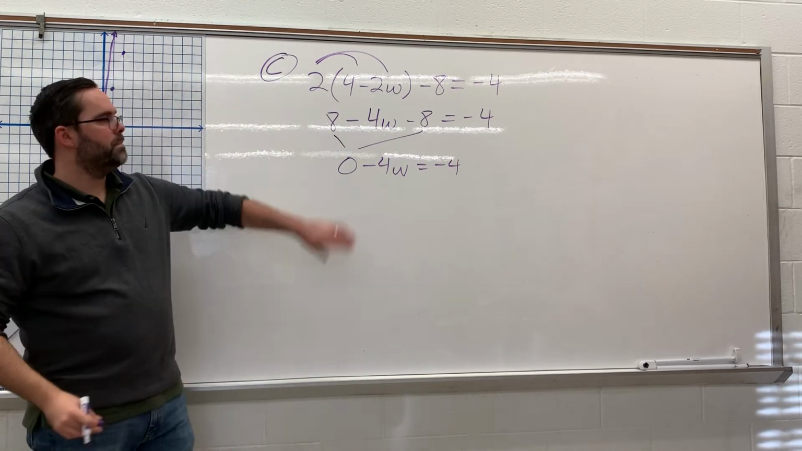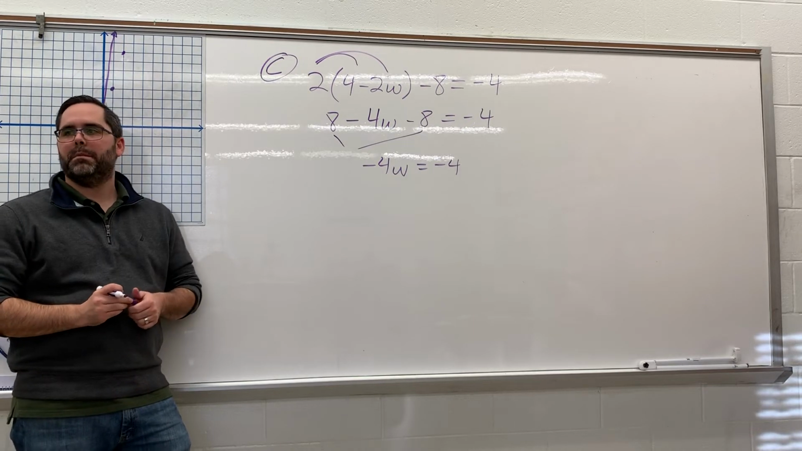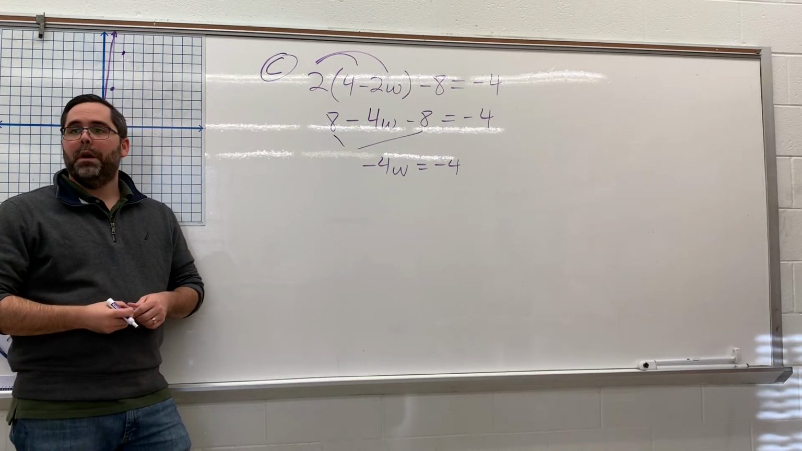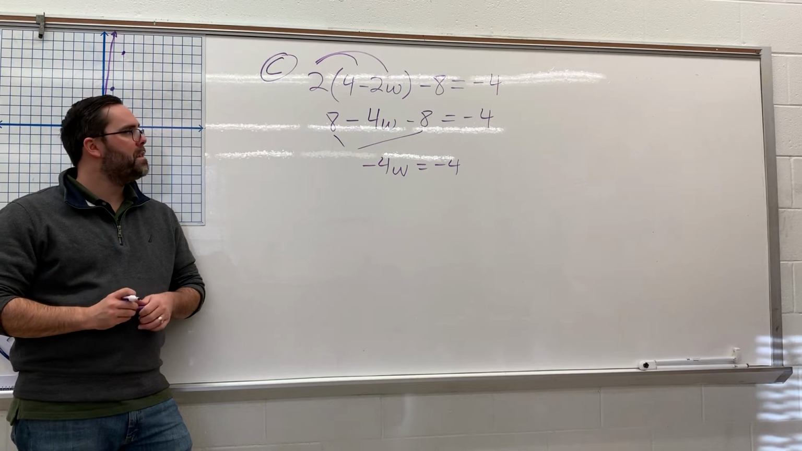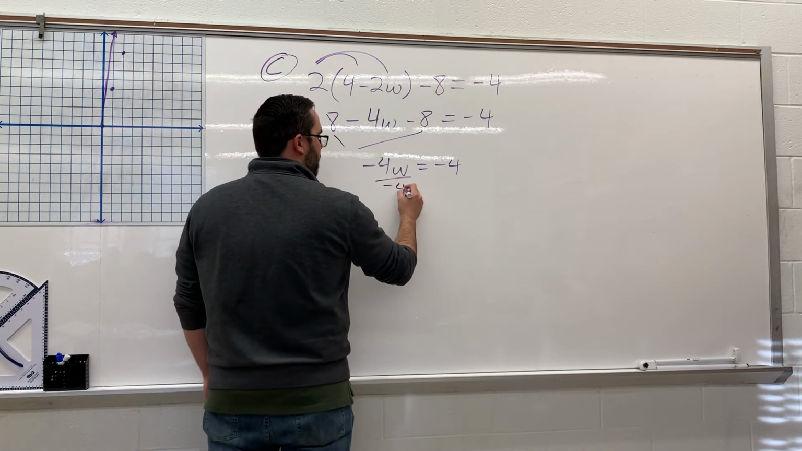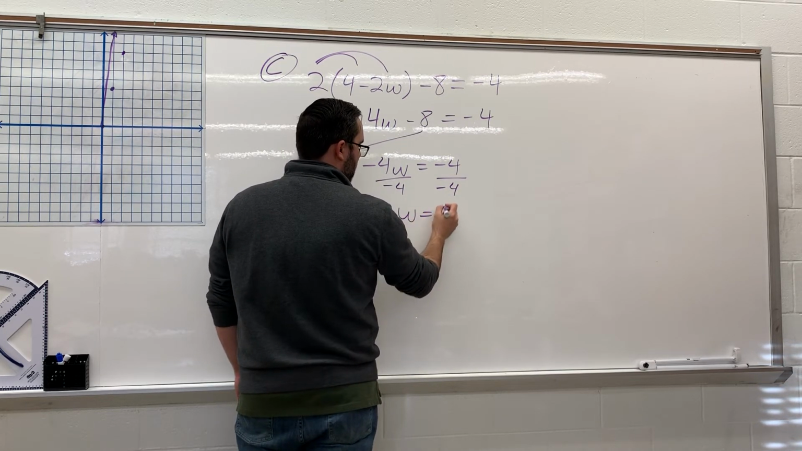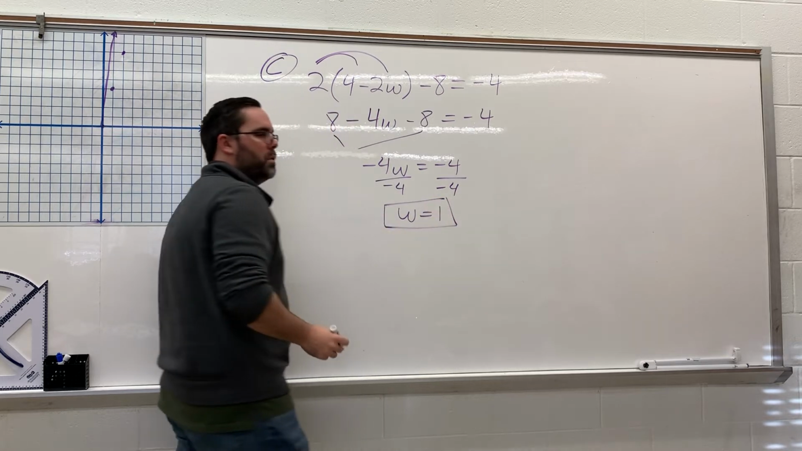The 0 you don't have to write. It goes away. It confuses you if it's there sometimes. All right, now we have a one-step equation. Alright, we divide by negative 4 and we get 1. w equals 1.